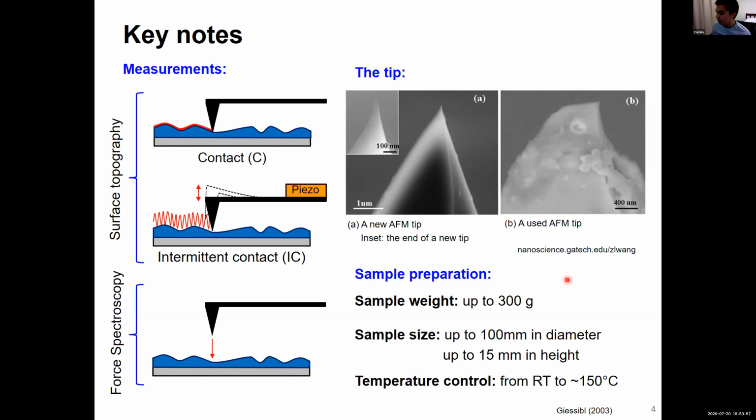In terms of sample preparation, the maximum weight is up to 300 grams. The sample size is constrained by the diameter of the drive, up to 10 centimeters, and the height up to 1.5 centimeters. We also may include another variable, which is the temperature. So we may run the test from room temperature to about 150 degrees Celsius.